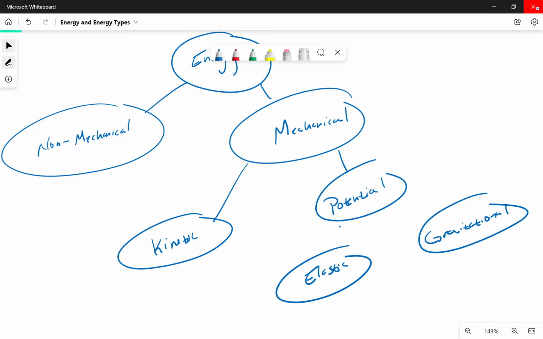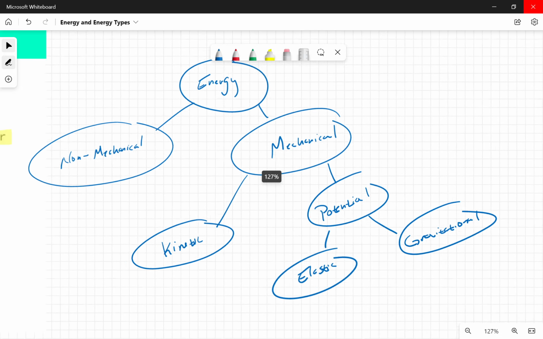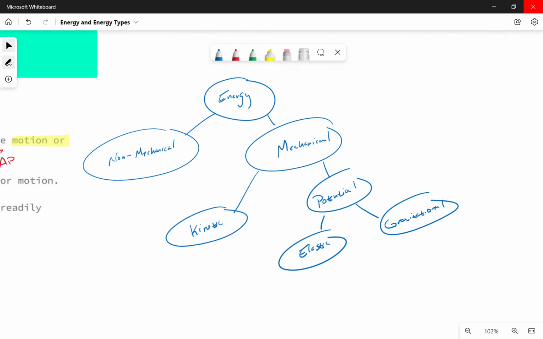So I've got two things under there. Maybe I'm drawing it a little sideways. It's a little funky here, but maybe you can see kind of how the taxonomy breaks down. So you've got energy up top, right? So energy is the big thing.